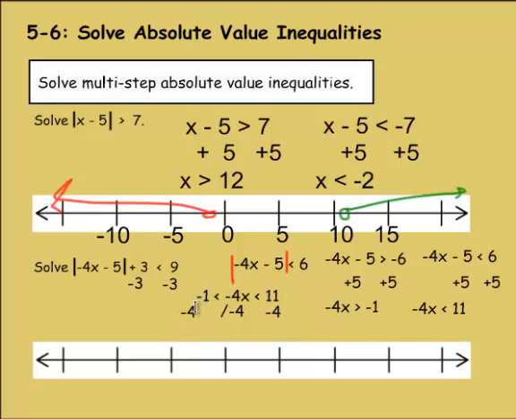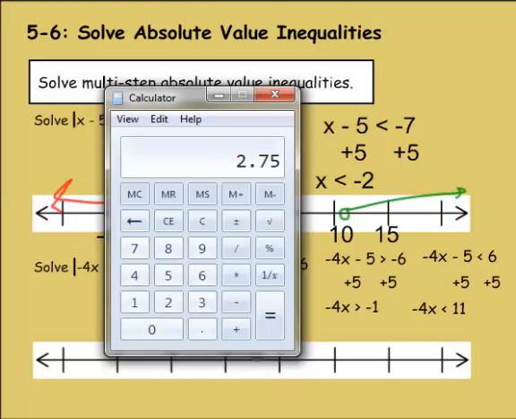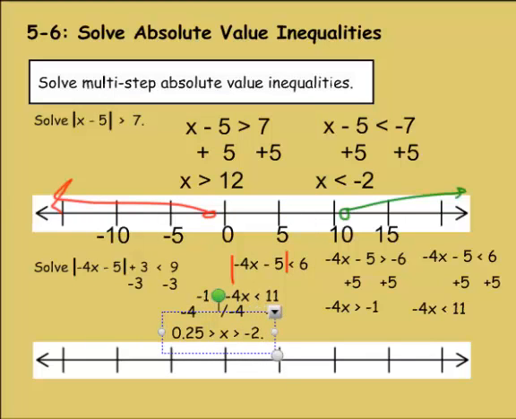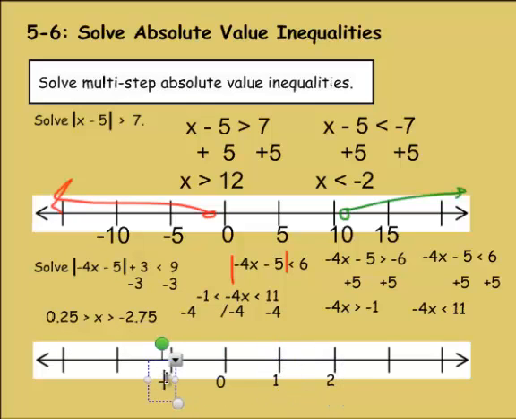So we would have 0.25 from this division. That's greater than x, which is greater than 11 divided by negative 4, which would be negative 2.75. So here's our compound inequality from this. If we create our number line here, we would have an open circle at 0.25, going this way, and an open circle at negative 2.75, going that way. And our solution would be anywhere between these two open circles.